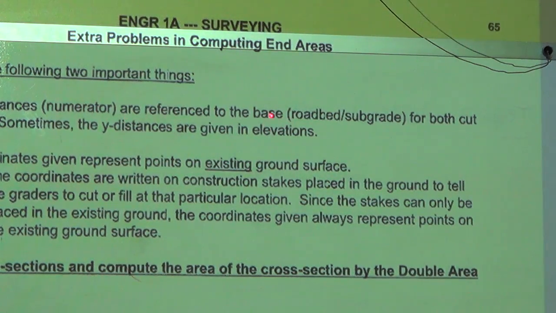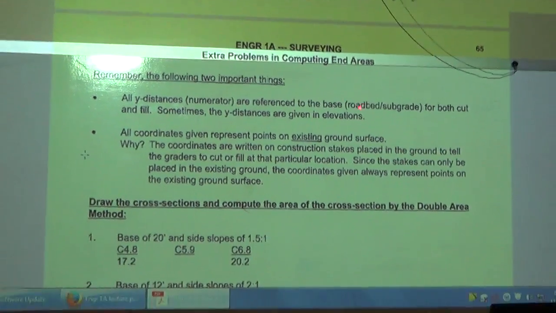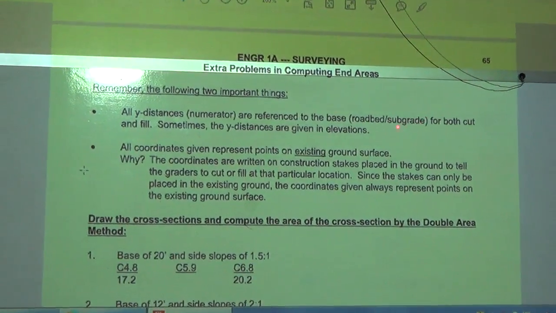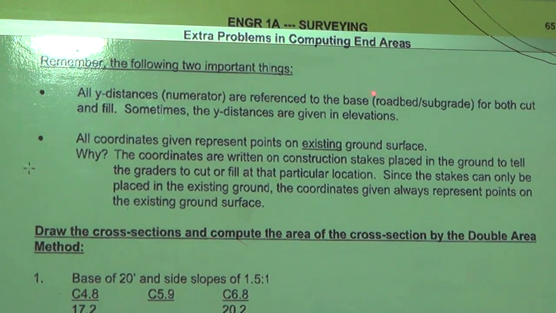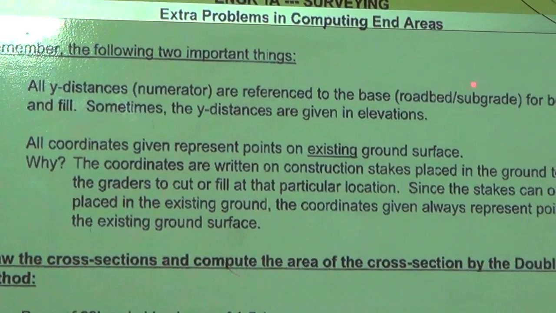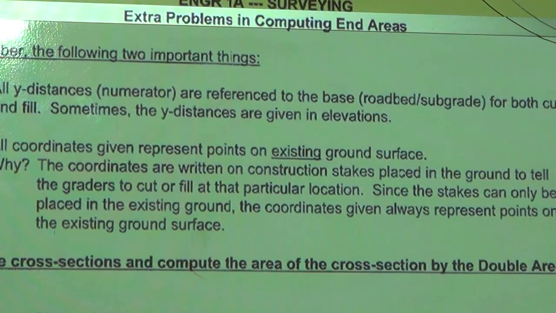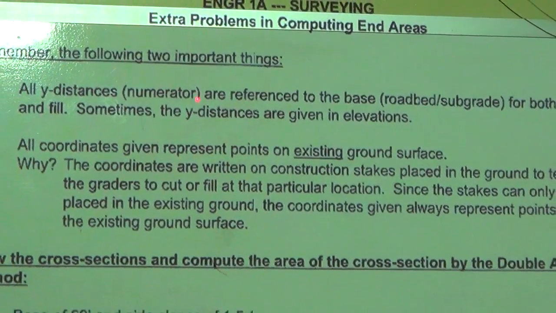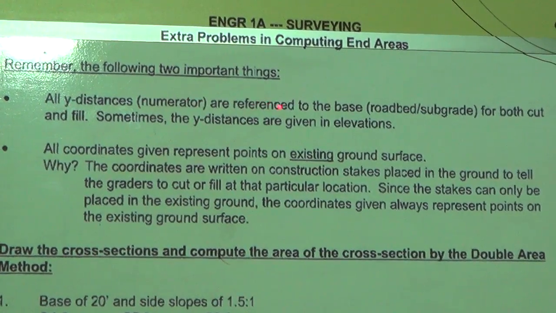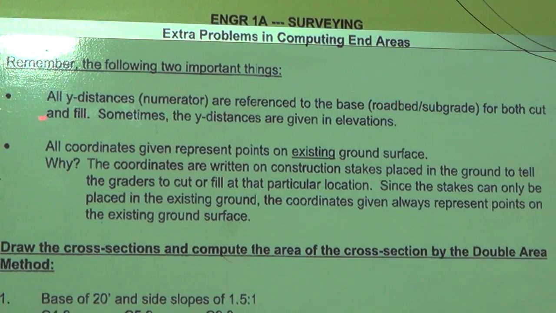They're referenced to the base of the road. Does everybody see where we are? The base of the road could also be called the road bed. It could also be called the subgrade. So all these three terms are used to represent the base of the road. So we know the y distances are referenced to the road bed for both cut and fill, right? And sometimes the y distances are given as elevations. You'll see that in a little bit.